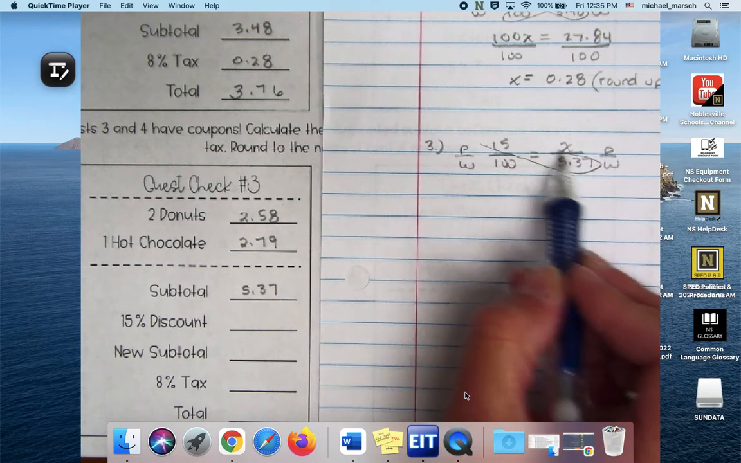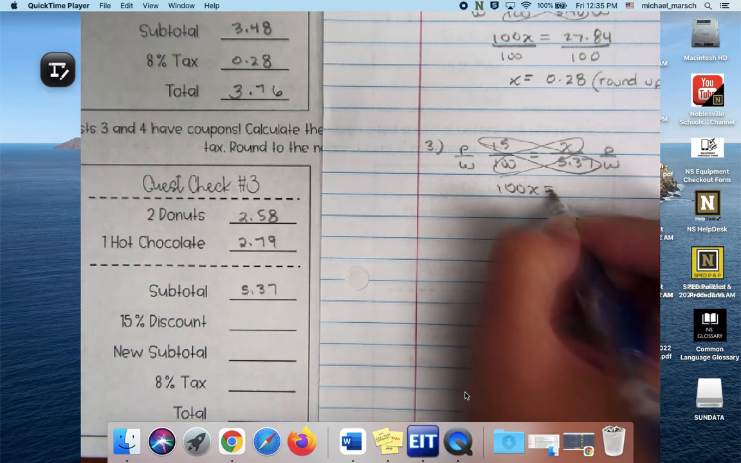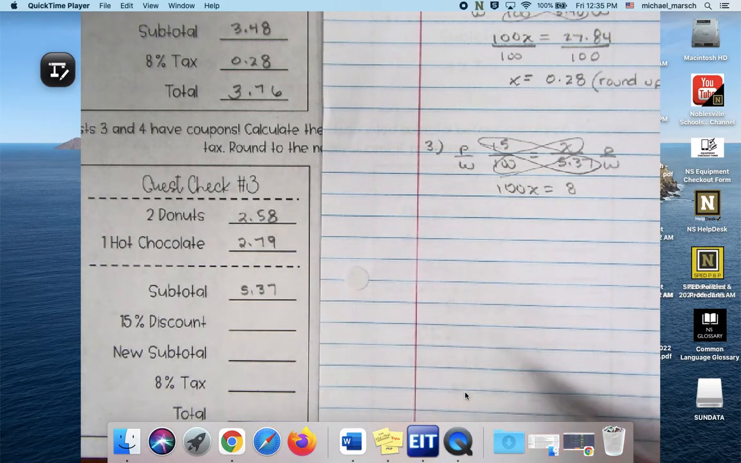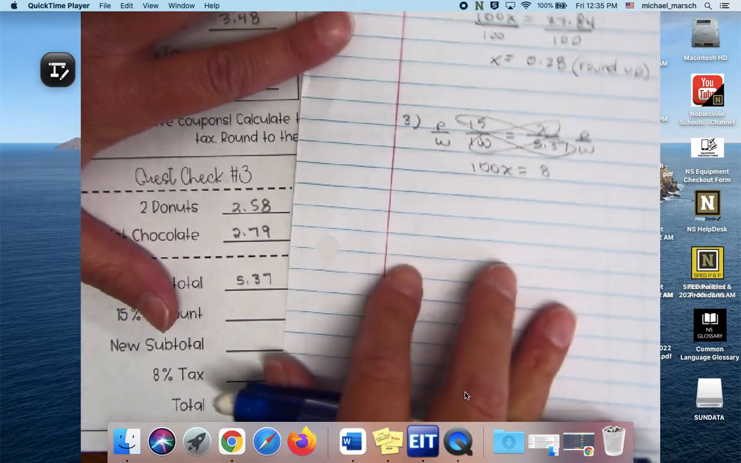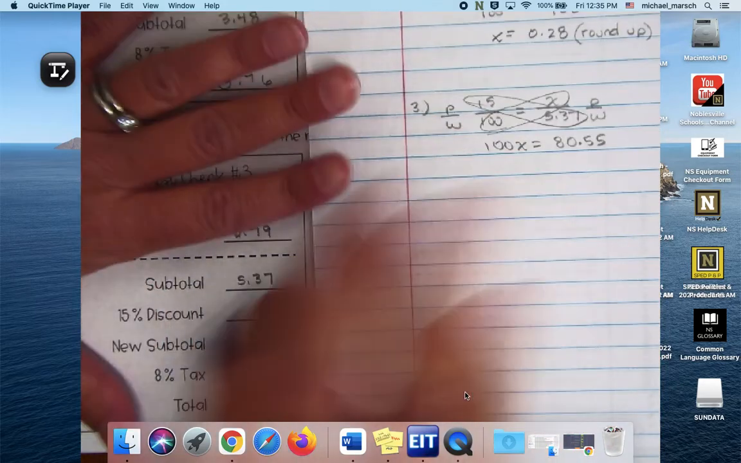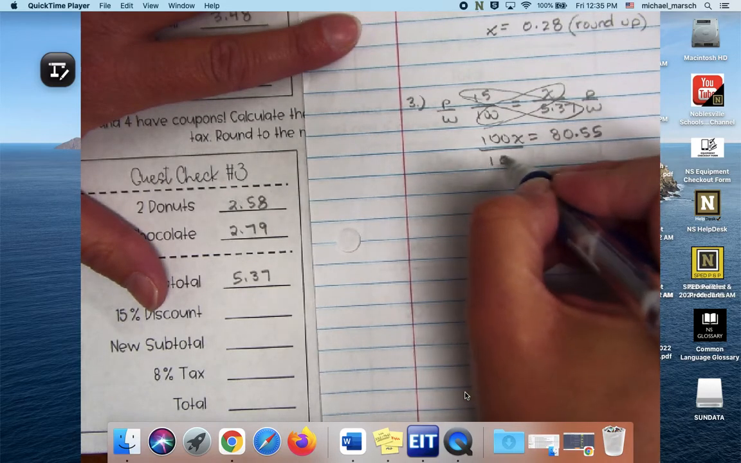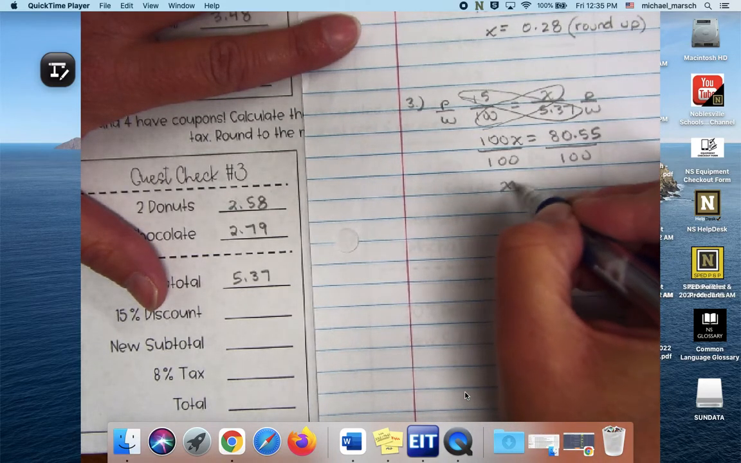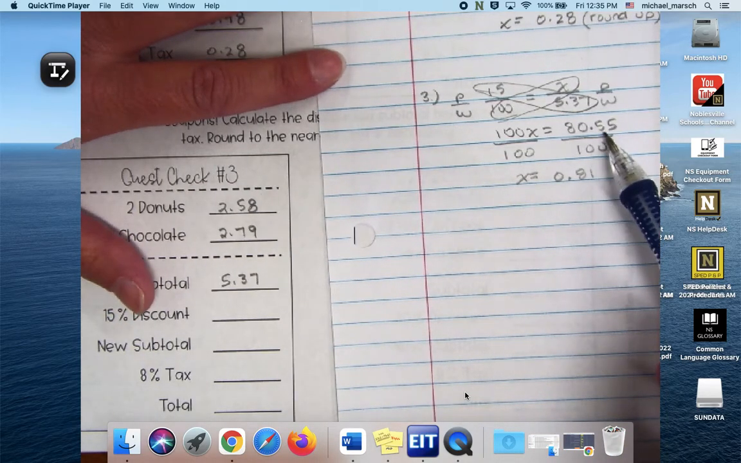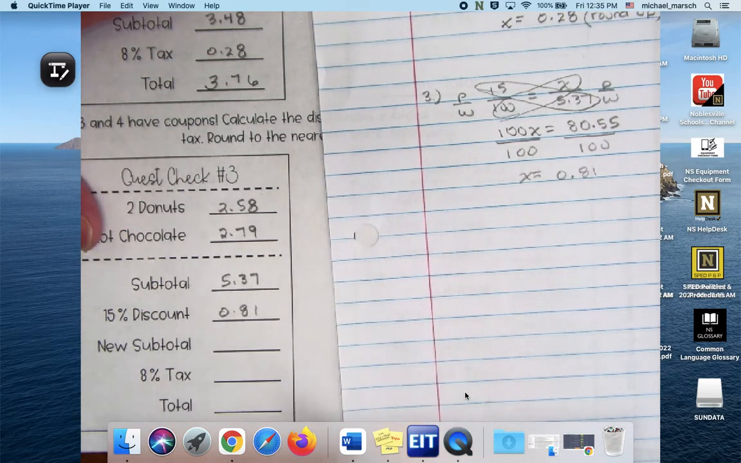So I'm going to do my loops here. It's $5.37 over here. Again, I'm going to round up because it goes to 0.5, so we need to go up 1 more cent there. So my discount is 81 cents.